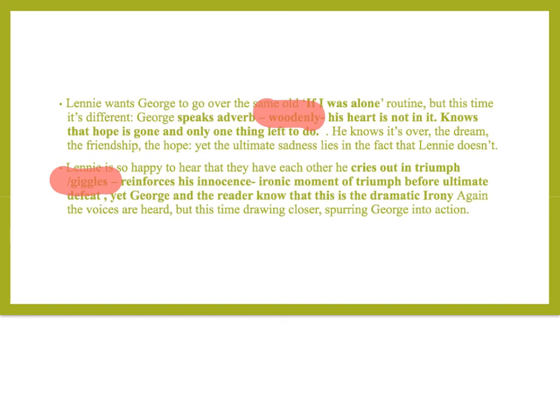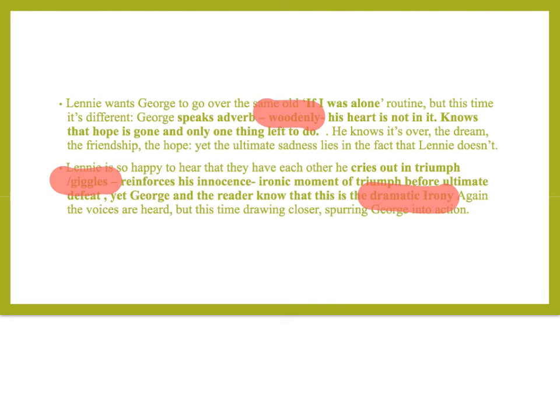And what we have is, there's this ironic moment of triumph before the ultimate defeat. So he cries out triumph that yes, he can remember his part in the dream. But it's not a triumph. It's a terrible, terrible defeat, because George and the reader know. We know what's going to happen now. You've got that sense of dramatic irony, Steinbeck using dramatic irony, because you, the reader, know, George knows, but Lennie doesn't.